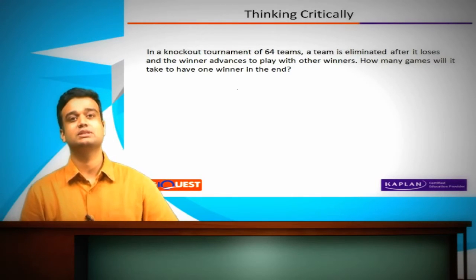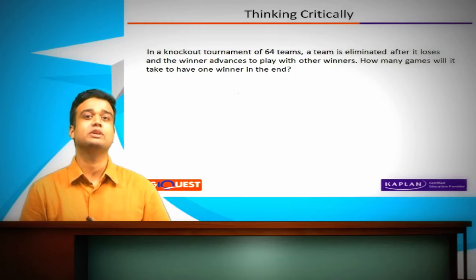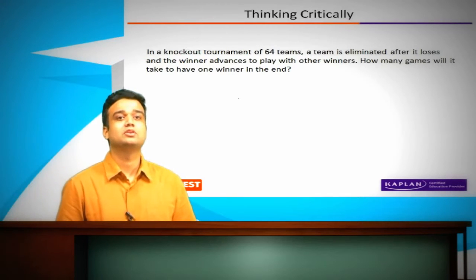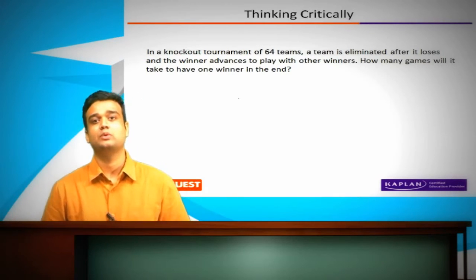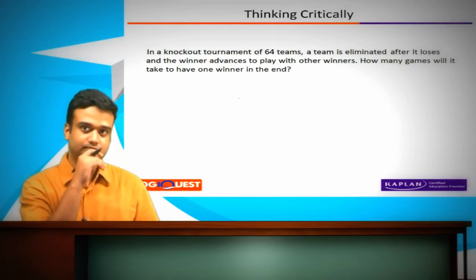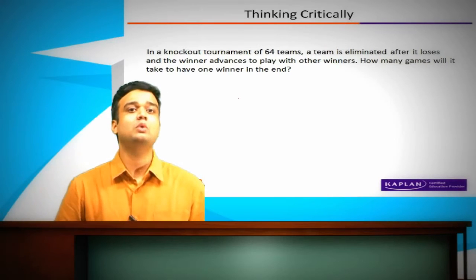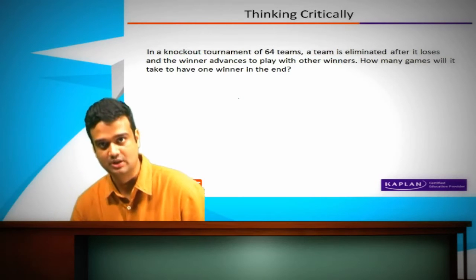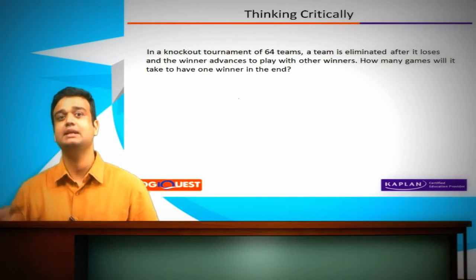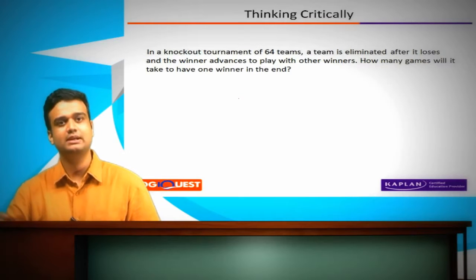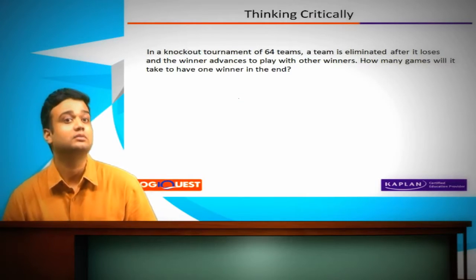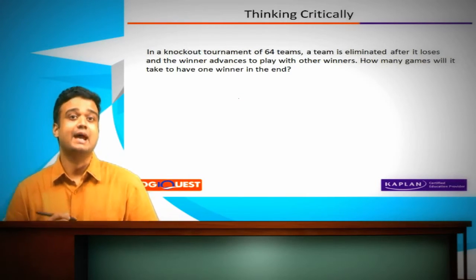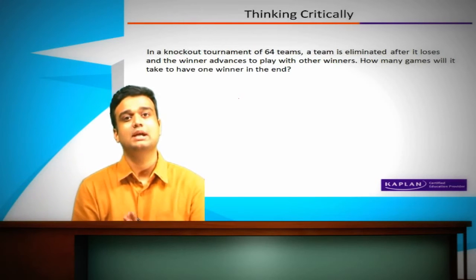So essentially the question says, in a knockout tournament of 64 teams, a team is eliminated after it loses and the winner advances to play with other winners. How many games will it take to have one winner in the end? So if you were able to understand what the question asks, it's essentially asking you how many games will need to be played to have one winner in the end. And we know that it's a knockout tournament.